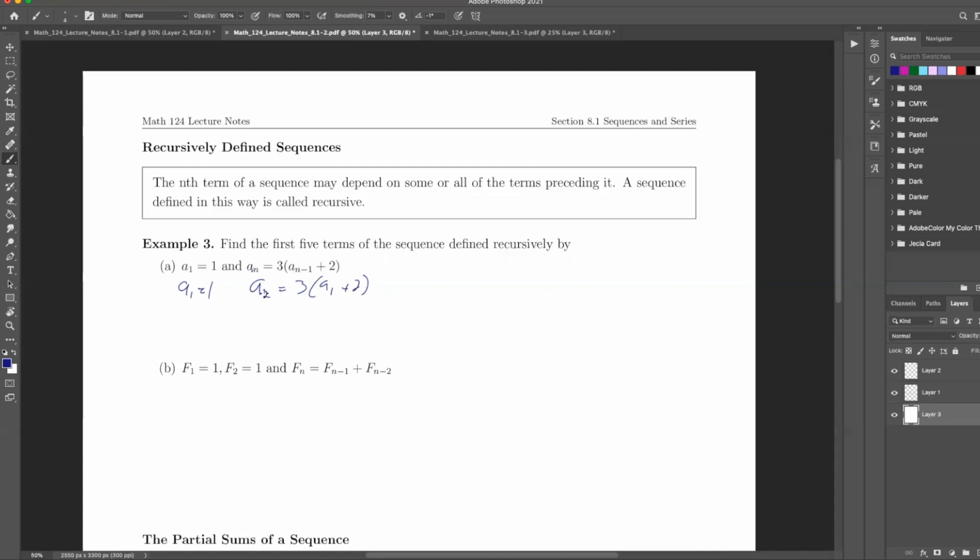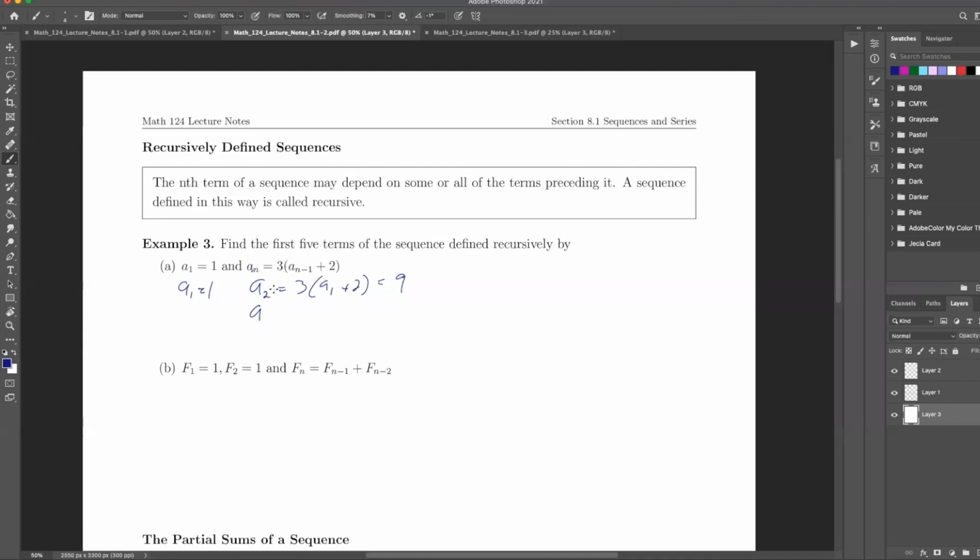So here, I'll let n equal 2. So 3 times, well, what's a1? It's 1. Because I know what a1 is. So 1 plus 2 is 3. 3 times 3 is 9. So a2 is 9.